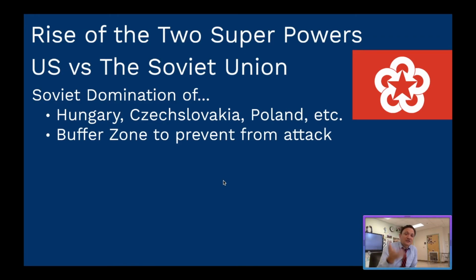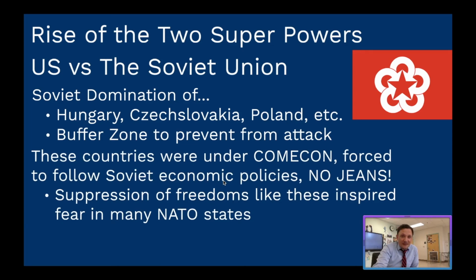Czechoslovakia is a big one, Poland, because they wanted this buffer zone, right, to prevent the direct invasion of the Russians and of the USSR. These countries were under this thing called ComCon, right? And ComCon is the idea of the coalition of something. I can never remember what it is, but it's like mutual economic agreement or something like that. Hold on, let's see what ComCon stands for real fast.